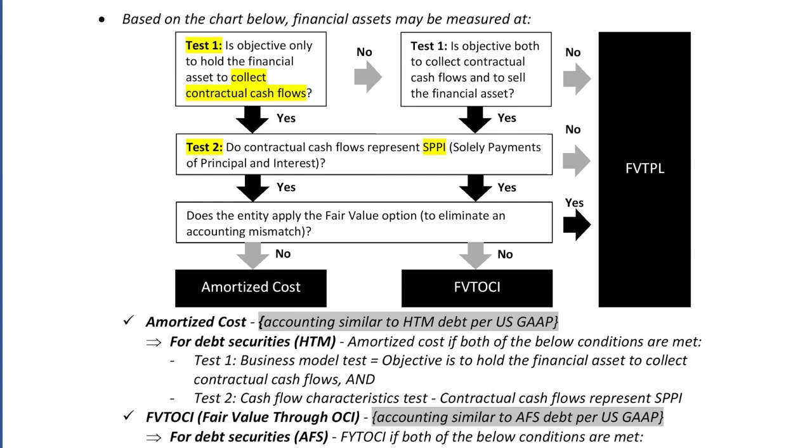Now, if both these tests are yes, that means we're talking about held to maturity debt securities. Look at this. If the objective is to hold the financial asset to collect contractual cash flows, and these contractual cash flows represent solely payments of principal and interest, that's HTM. And these held to maturity securities are reported at amortized cost on the balance sheet.